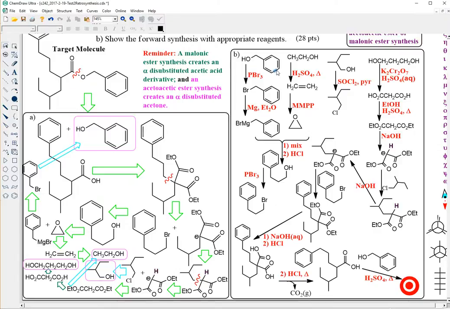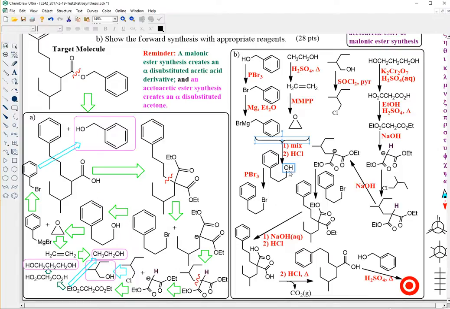In summary, we took benzyl alcohol, reacted it with phosphorus tribromide to make benzyl bromide, which was converted to the benzyl Grignard using magnesium and diethyl ether. Acid catalyzed dehydration of the alcohol gave an alkene, which was reacted with magnesium monoperphthalate, a per acid, to create an epoxide, which when mixed with a Grignard undergoes a nucleophilic addition followed by acidification to create this alcohol with 2 more carbons.